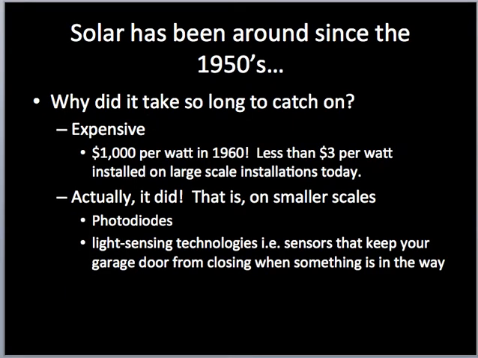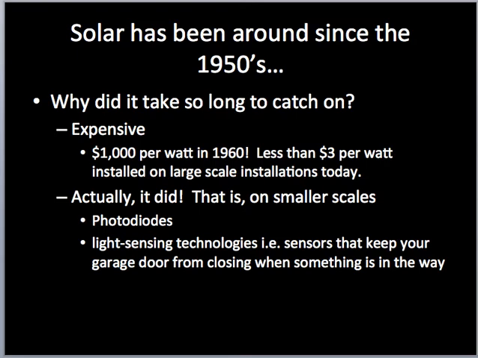The next slide talks about why solar's been around since the 1950s, but why did it take so long to catch on? Well, first off, solar, when it was first discovered, was very expensive, costing $1,000 per watt or more in 1960. Today, the cost is less than $3 per watt if you've got it installed on large-scale installations. That is more than 1 megawatt projects.